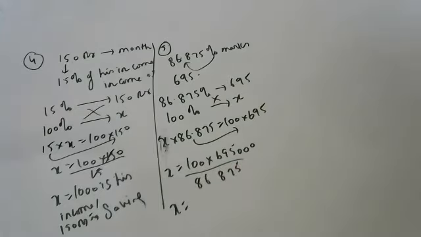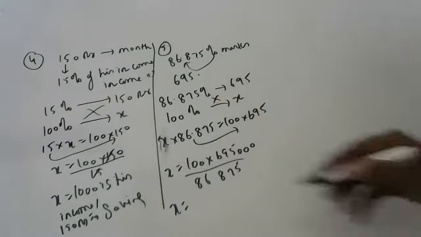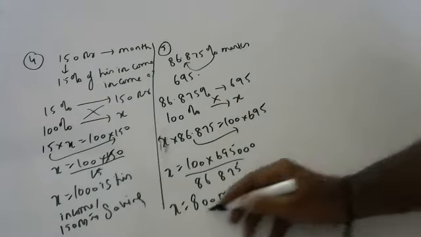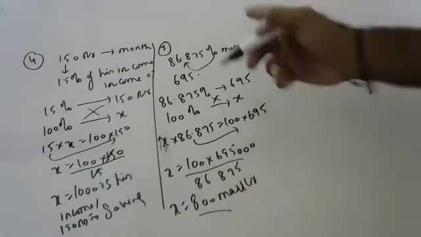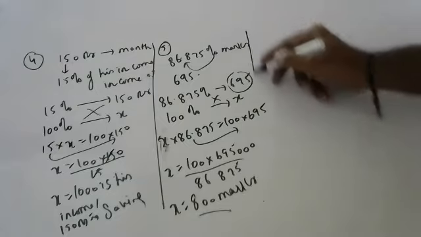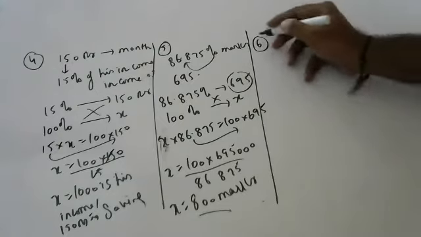So it will be total how much? Total will be 800. 800 marks is total. They conducted the exam for 800 marks. For 800, she got 695, and 695 is 86.875%. You should understand, children.